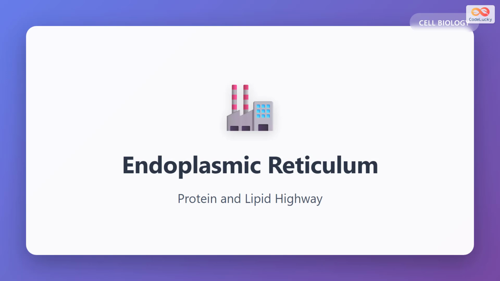Welcome to this lesson on the endoplasmic reticulum, one of the most important organelles in your cells. The endoplasmic reticulum, often abbreviated as ER, acts as the protein and lipid highway of the cell. Think of it as a massive transportation and manufacturing network that keeps your cells running smoothly. Throughout this video, we'll explore how this remarkable structure synthesizes proteins and lipids, processes molecules, and maintains quality control to ensure everything works perfectly.